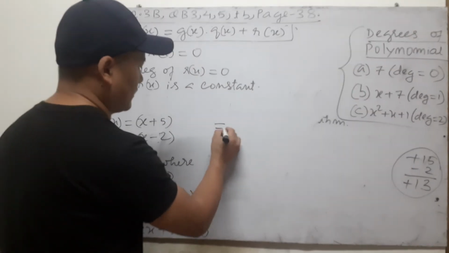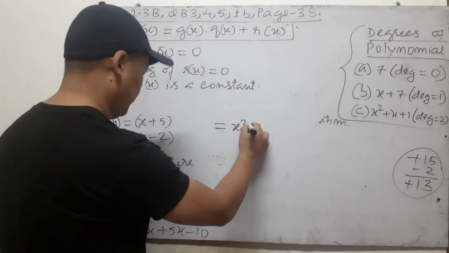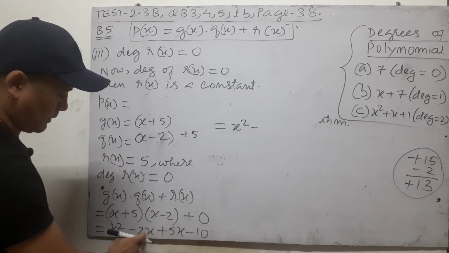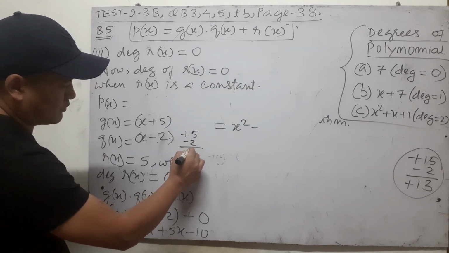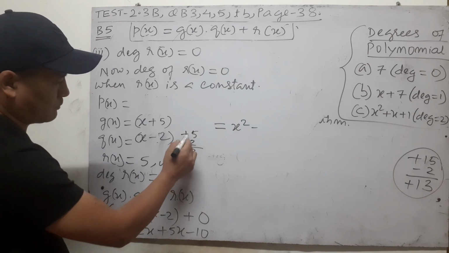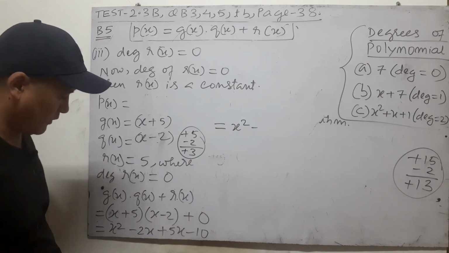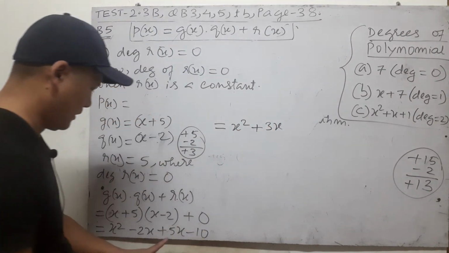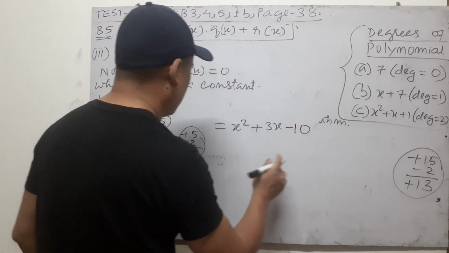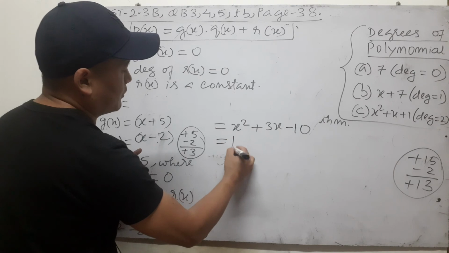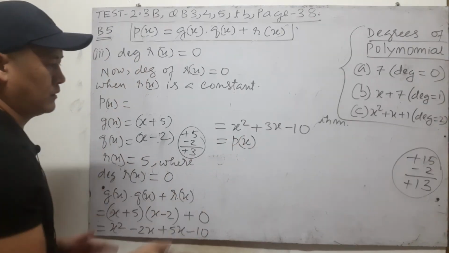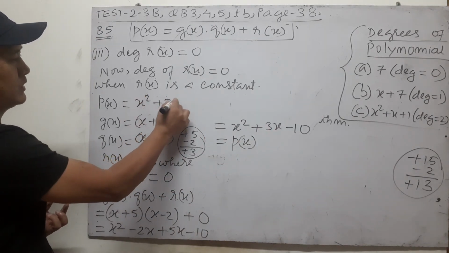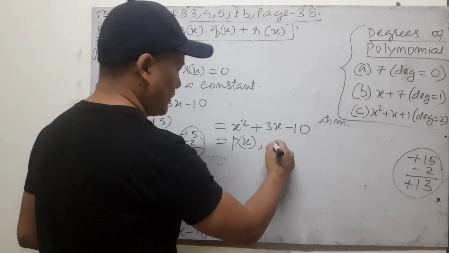So next we're going to get equal to x squared, minus 2x plus 5x. Plus minus means subtract, 5 minus 2, 3. Bigger one plus, so this 3 will have plus sign. You can write that on your graph if you want. So minus 2x plus 5x is plus 3x. And here minus 10. So that has to be equal to p of x. So you just write here equal to p of x. Then only, so p of x has to be this compulsorily, x squared plus 3x minus 10. Then only division algorithm is satisfied.